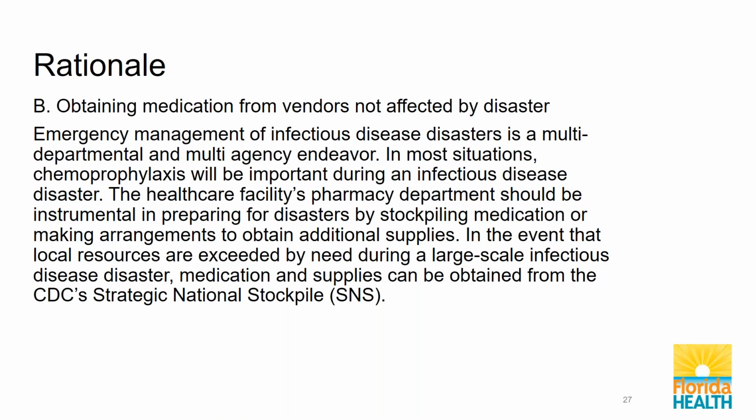Emergency management of infectious disease disasters is a multi-departmental and multi-agency endeavor. In most situations, chemoprophylaxis will be important during an infectious disease disaster. The healthcare facility's pharmacy department should be instrumental in preparing for disasters by stockpiling medication or making arrangements to obtain additional supplies. In the event that local resources are exceeded by need during a large-scale infectious disease disaster, medication and supplies can be obtained from the CDC's Strategic National Stockpile, SNS.